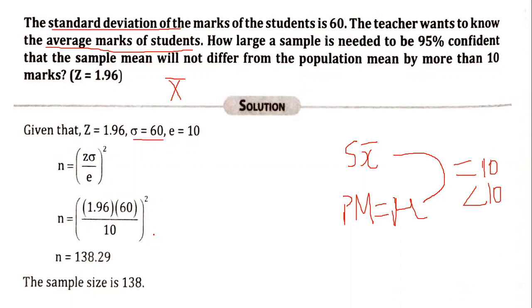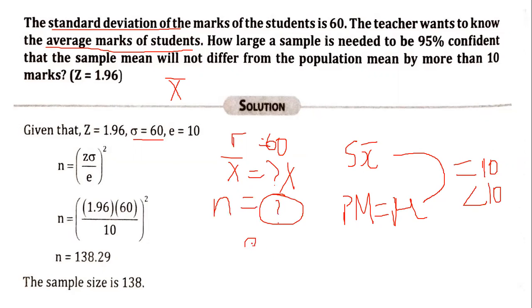Listen carefully. The standard deviation of the marks of students is 60 and the teacher does not know the mean. This is not known. They are asking us how many students there should be in the sample wherein the teacher is 95% confident that the difference between the sample mean and the population mean will not be more than 10 marks.